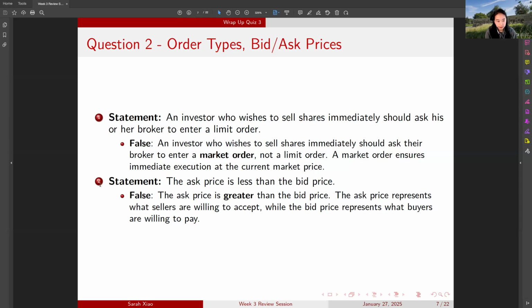Okay, so the second statement: the ask price is less than the bid price. This is also false because the ask price represents what sellers are willing to accept, while the bid price represents what buyers are willing to pay. Intuitively, sellers want to sell the asset at a price that is as high as possible, whereas buyers want to buy the asset as low as possible. So the ask price is greater than the bid price.